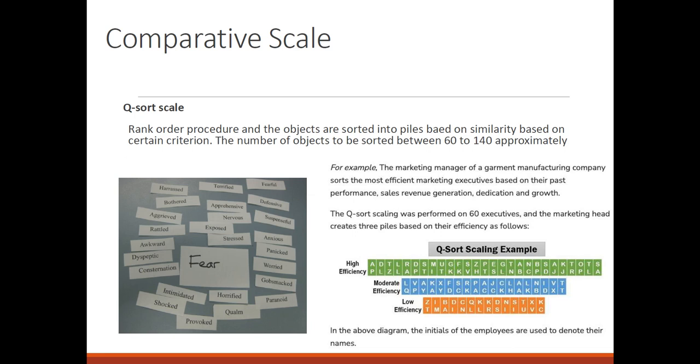Okay, so how do you feel? They just put lah. Okay, I collect fear, and then this one is another way of comparative scale lah. But this one is more qualitative, but very interesting.